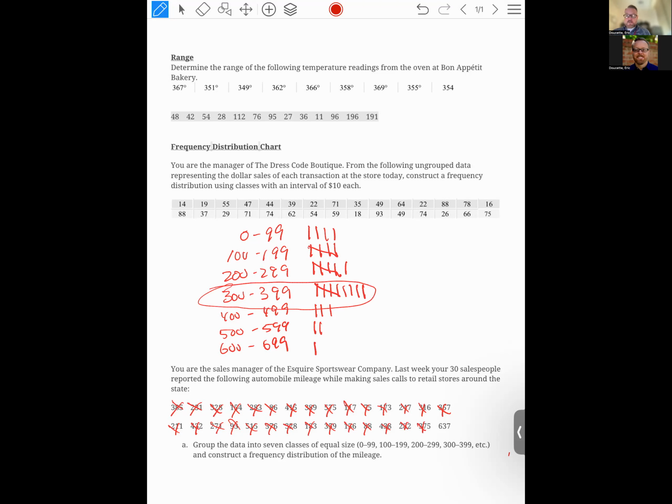Let's see what it is. It just says construct the data into those categories. So that was it. All right, that's it for statistics.